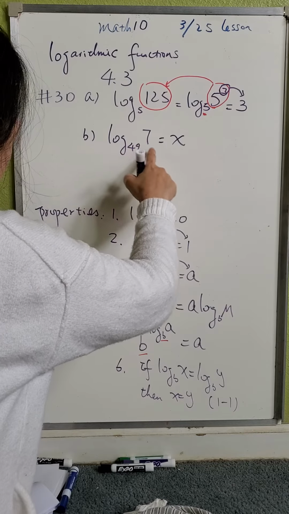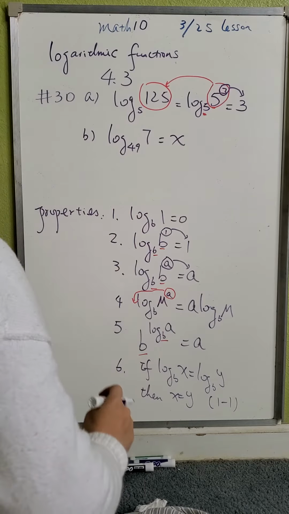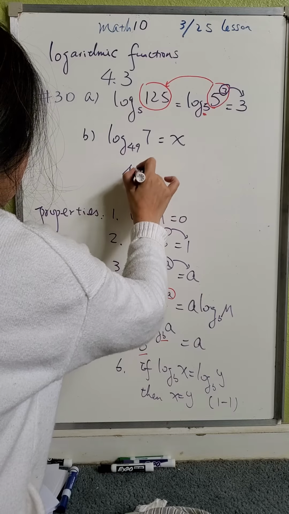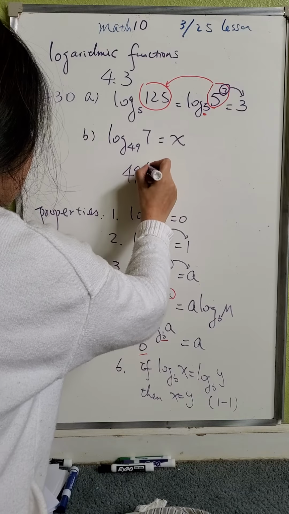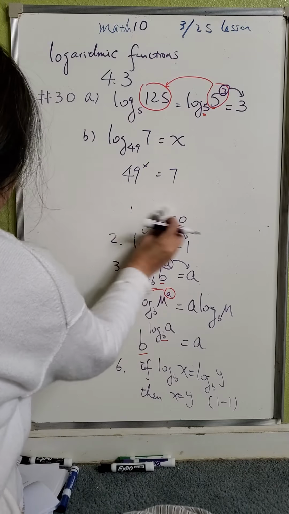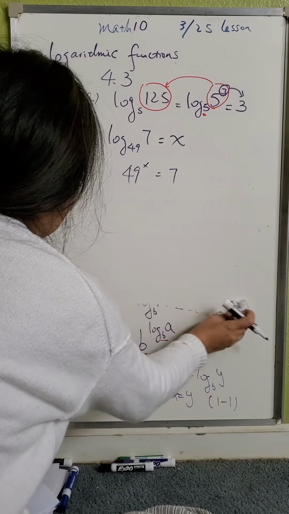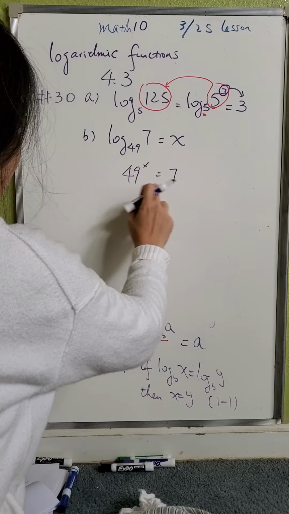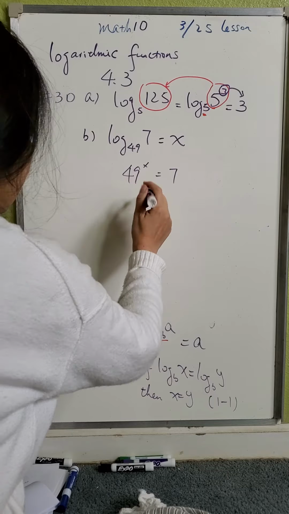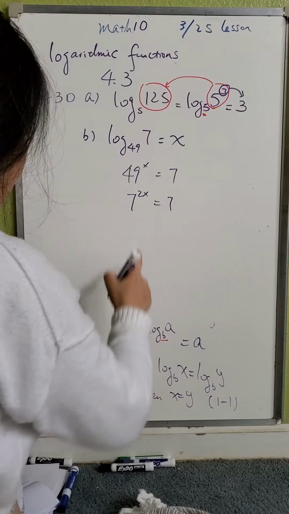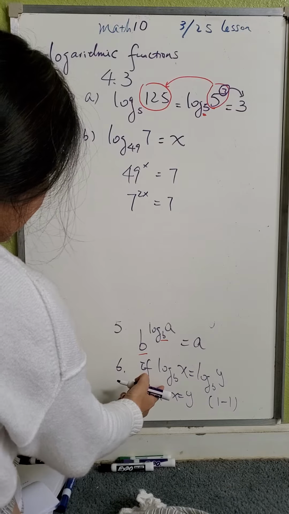So I'm going to convert back to exponential form. The little base becomes the big base. Switch this to 2. Now I'm going to make these two numbers the same. I know 7 squared also equals 49. Now use the one-to-one property.